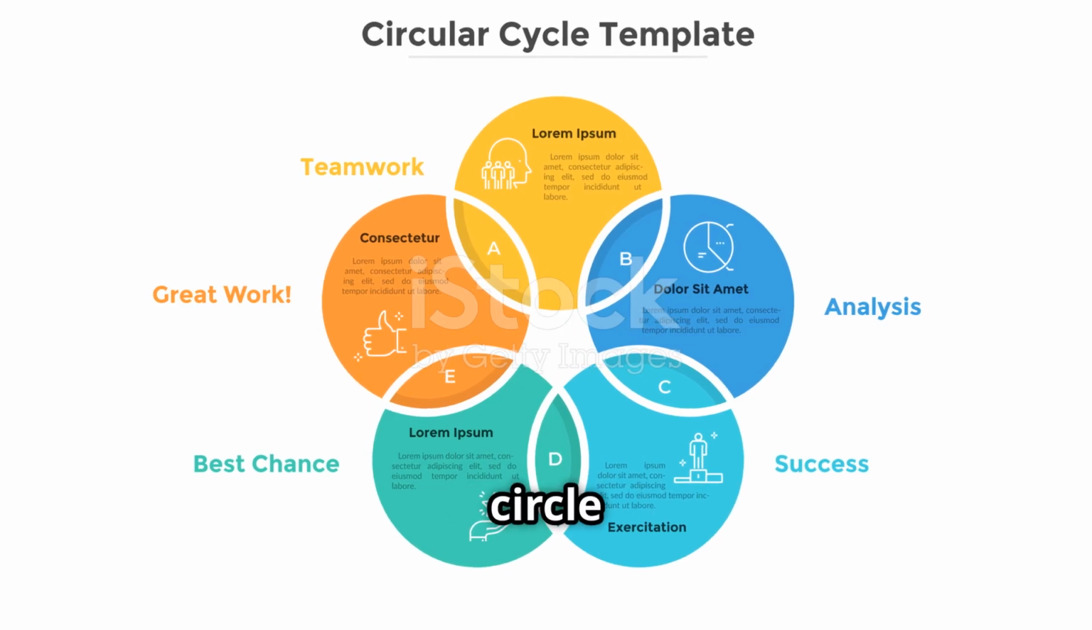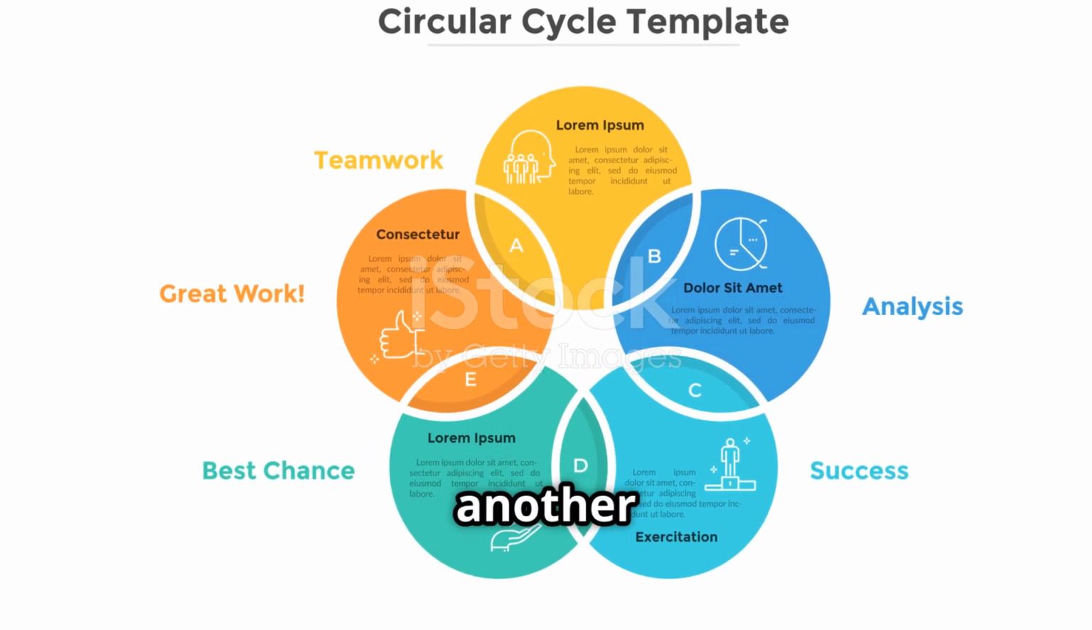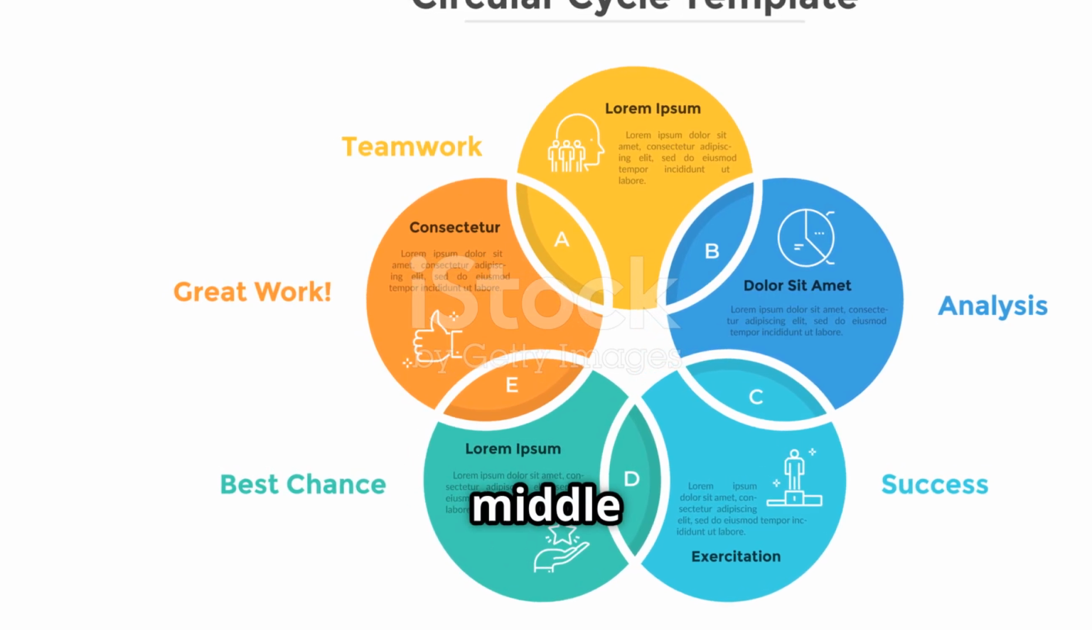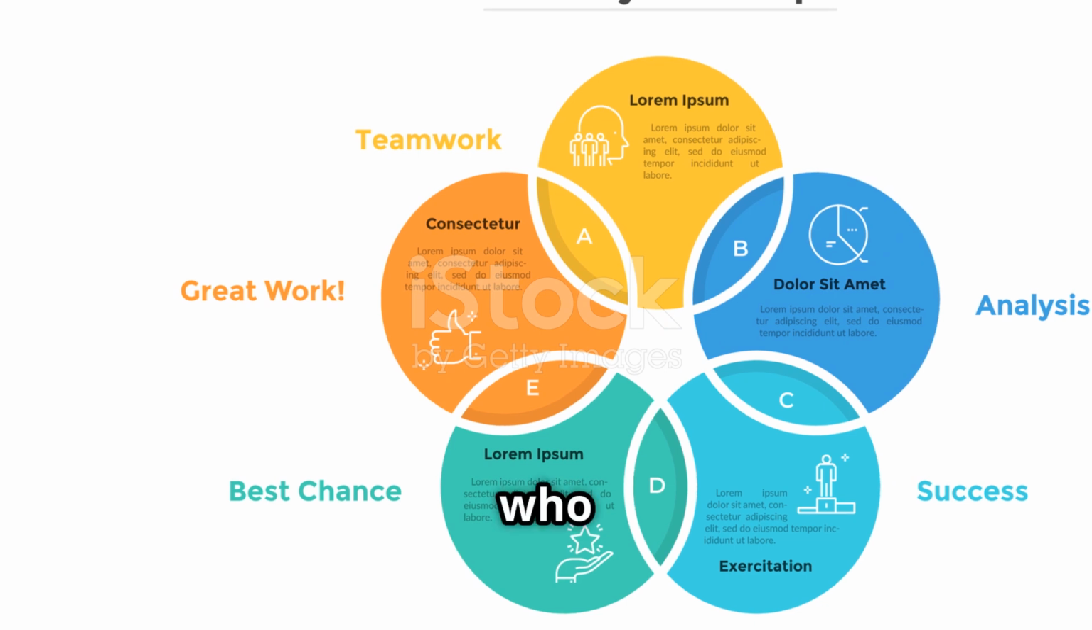For example, one circle could represent students who play sports, another could be students who play music, and the third could be students who volunteer. The middle section where all three overlap would show students who do all three.